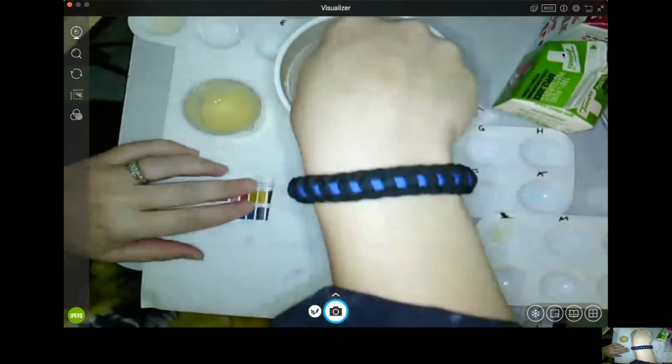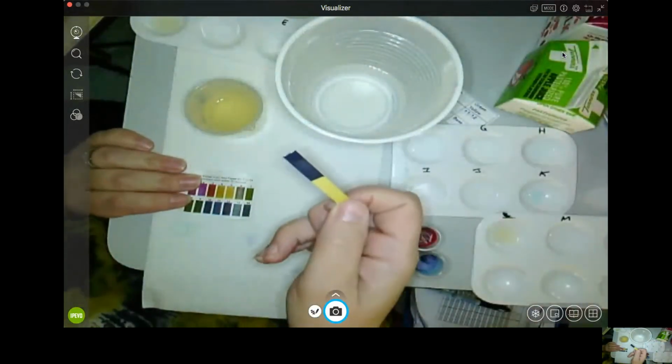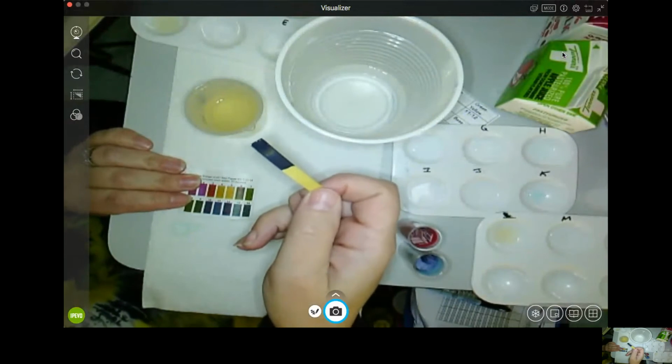So I'm going to dip it into this. This is ammonia, and you can see we instantly had a color change.